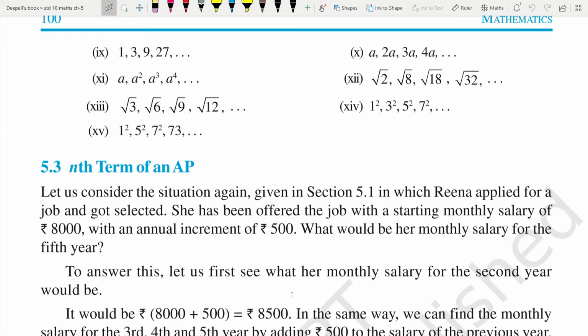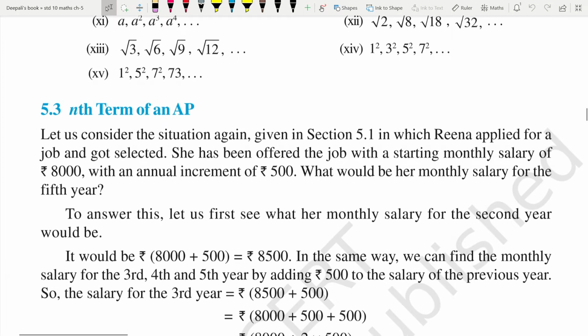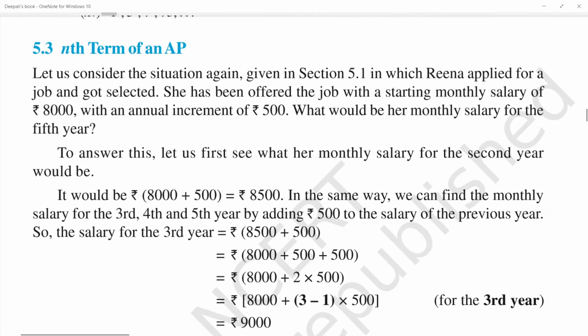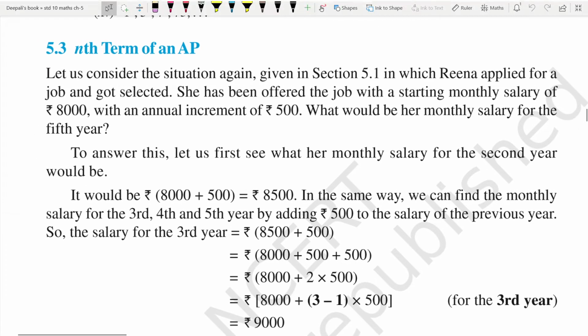Now to find the nth term of an AP, we are going to add one more formula to our list. Now let us see how this formula is derived. Let us consider a situation again given in section 5.1 in which Reena applied for a job and got selected. She had been offered the job with a starting monthly salary of rupees 8,000 with an annual increment of rupees 500. What would be her monthly salary for the fifth year?